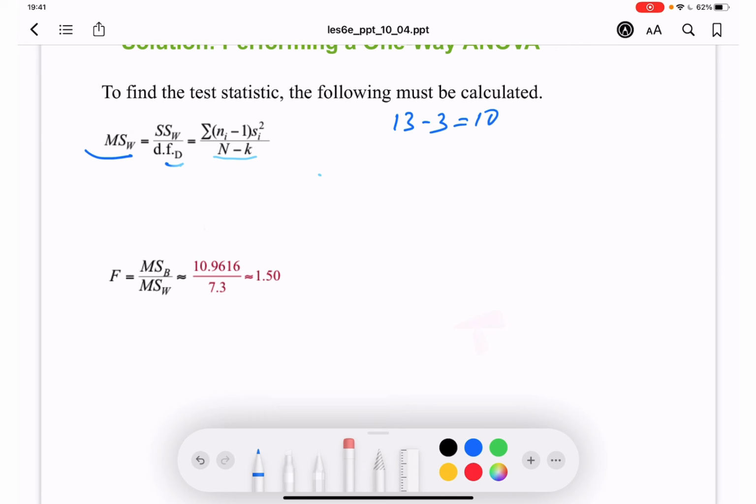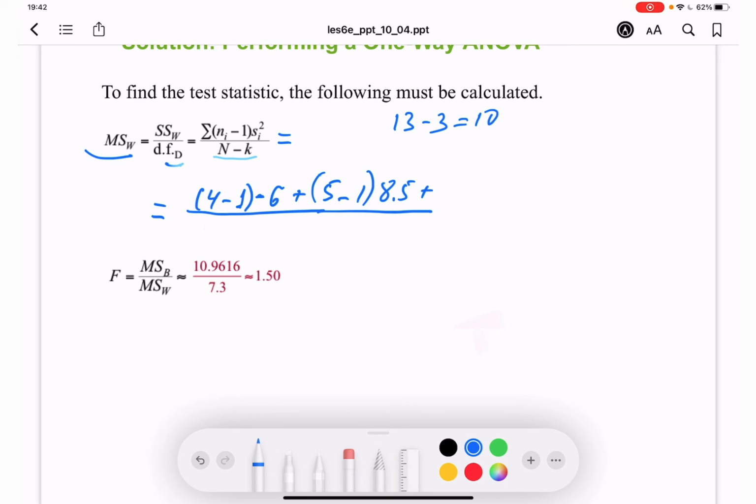Okay, so let's start working. This is going to be equal to n, how much was our n? 4. 4 minus 1 times s1 squared, that was 6, right? And then plus n2 was 5, right? 5 minus 1 times s2 squared, which is 8.5, plus n3 was 4, minus 1 times s3 squared was 7, and dividing by 10. So it's going to be equal to 7.3.